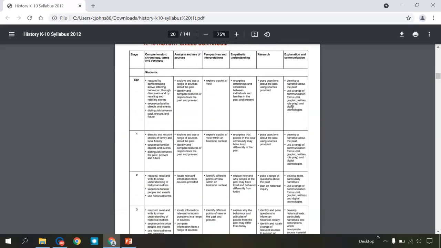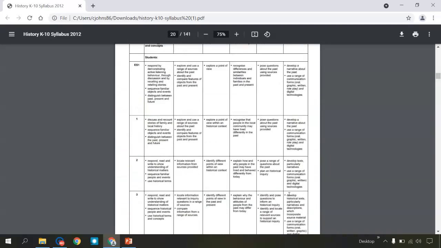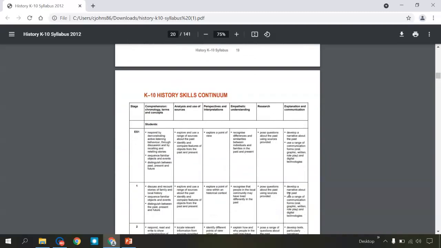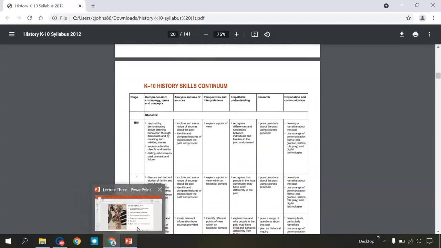look through that continuum. I encourage you to look through from beginning to end for each of these different skills. I think that would be a really good thing to do. Okay. So going back to the PowerPoint.